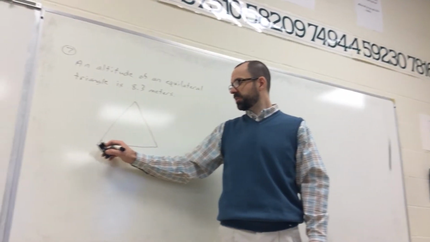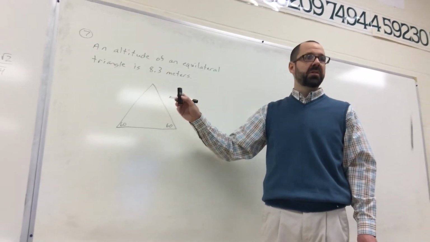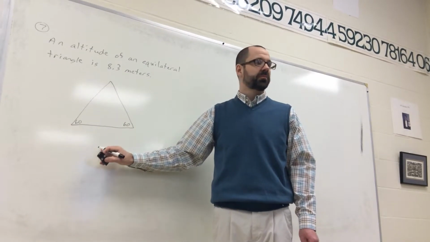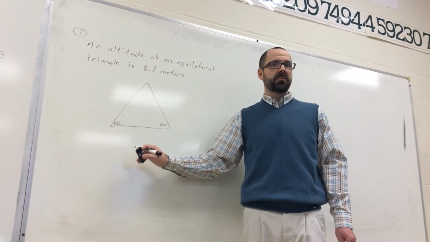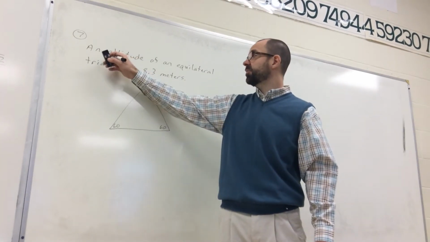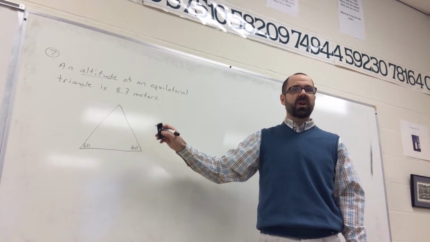So I'm going to label this one 60, and I'm also going to label this one 60. I'm not going to label the top one. You'll see why in a minute. It's 60 also. All right, now it's talking about the altitude of the triangle. Altitude is a fancy word for height.